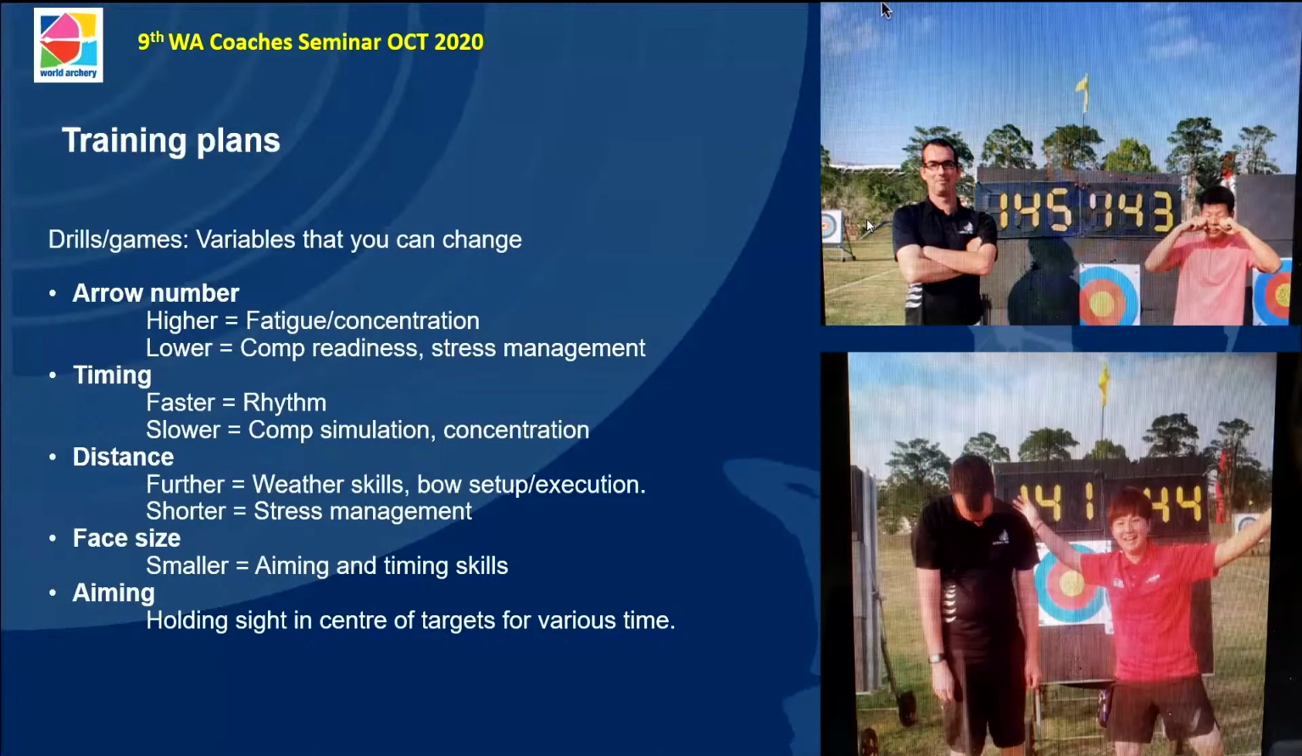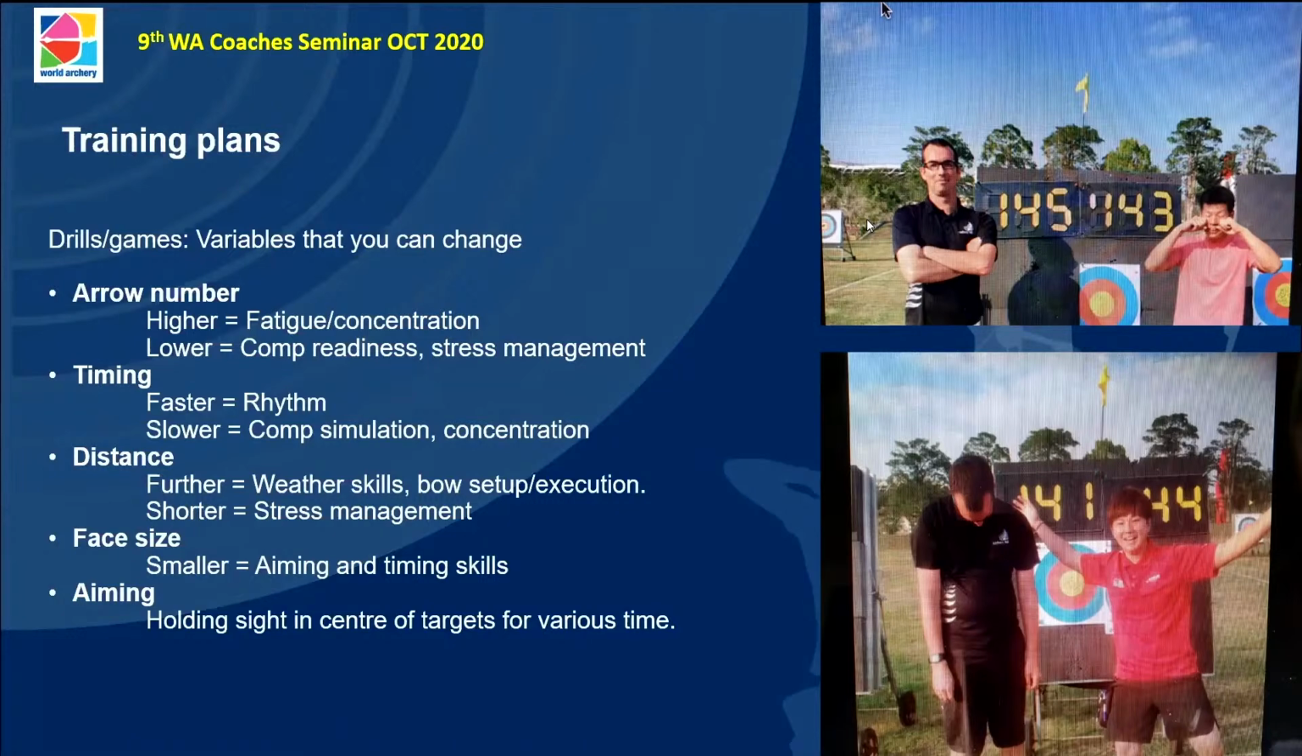And there's a few factors that you can vary that can create some of these simulations that you're looking for. Obviously, the number of arrows you're shooting in an end can be really good. The higher the volume in that, the more fatigue you can elicit in the archer. 9 arrows, 10 arrows, 12 arrows, especially in a phase earlier in the year, not typically towards the end of the year, unless the tournament structure requires the athlete to be in the field for a long time. The lower the number, the more you're trying to get the good score, the stress management, the competition readiness out of the athlete.